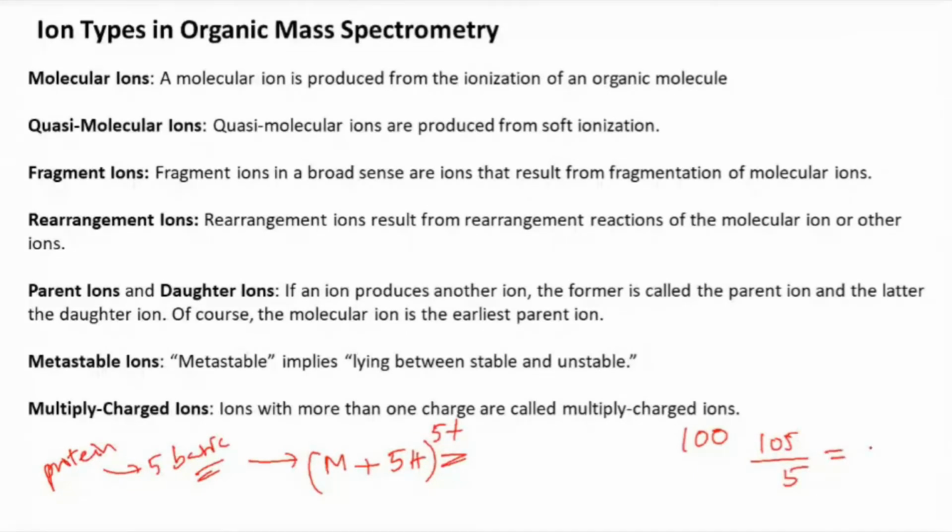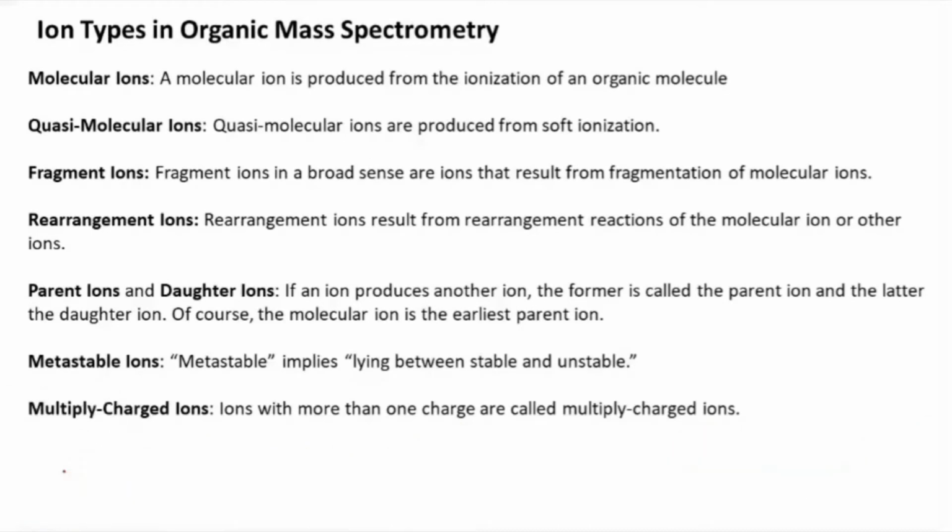So where will you get the peak? At 21. Instead of 100 or 101, we are going to get the molecular ion at 21. So you should not misconstrue this type of observation as a faulty mass spec. No, it is not like that. Molecular ion depends upon the chemistry of the analyte. So it's a very, very important thing that we all need to understand.